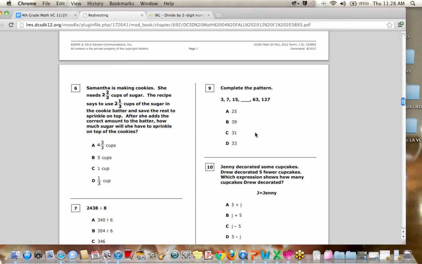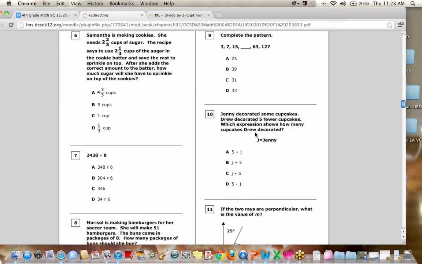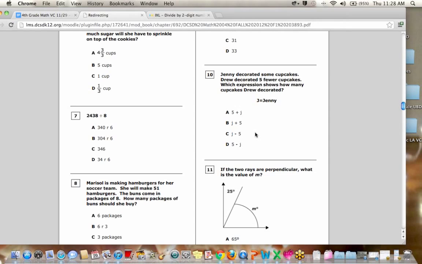All right, give me a thumbs up if you are with me so far. Okay. All right, Tyler, he's excited. He wants to do number 10. Jenny decorated some cupcakes. Drew decorated 5 fewer or 5 less. So which expression shows how many cupcakes Drew decorated?